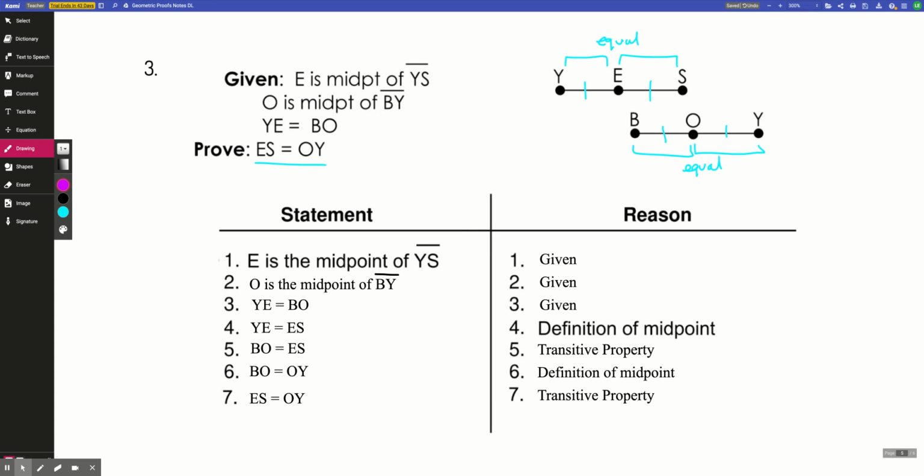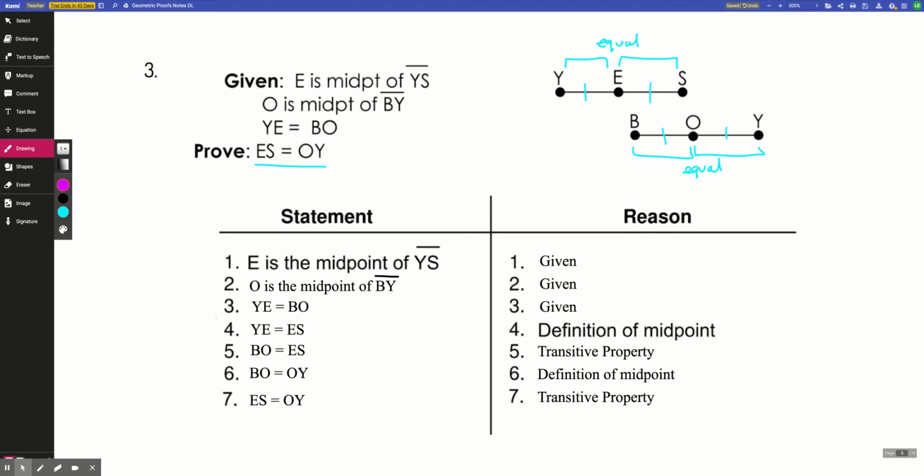Okay, so we started with our 3 given statements. All 3 of these are given: midpoint, midpoint, and then YE equals BO. Then what we want to do is take the information that we know for sure and say, what other statements can I write from that? And I had that the reason for step 4 was definition of midpoint. So I just said, okay, if E is the midpoint of YS, then that means the parts are equal. So I used information from step 1 in order to arrive at step 4, and the reason I used is definition of midpoint.